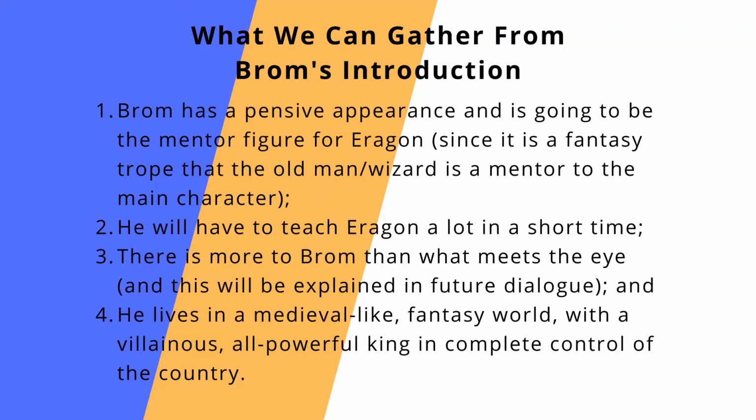Thus, from the moment we meet Brom, we gain the sense that 1. He has a pensive appearance and is going to be the mentor figure for Eragon, since it is a fantasy trope that the old man/wizard is a mentor to the main character. 2. That he will have to teach Eragon a lot in a short time. 3. That there is more to Brom than what meets the eye. And 4. That he lives in a medieval-like fantasy world with a villainous, all-powerful king in complete control.